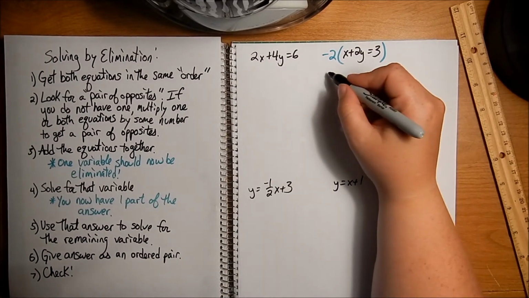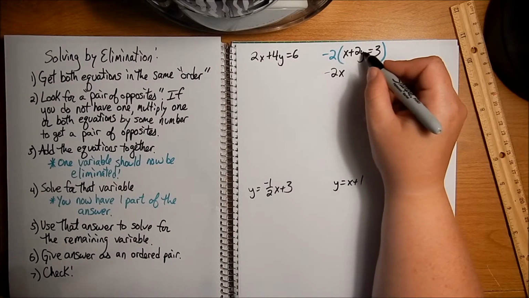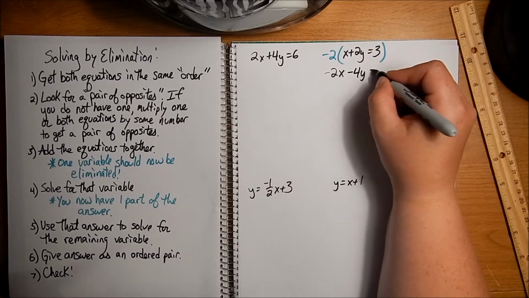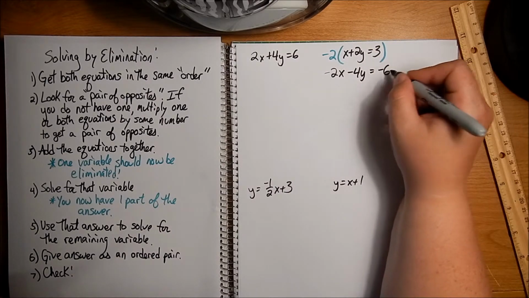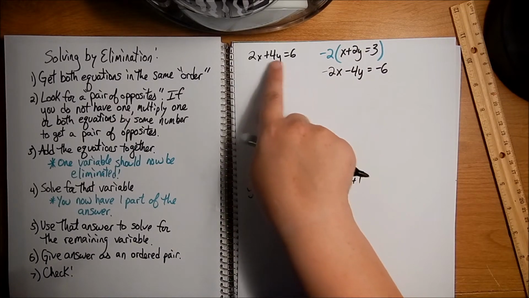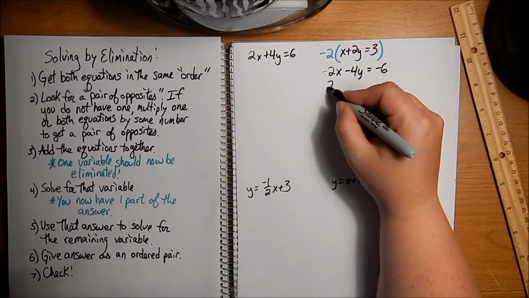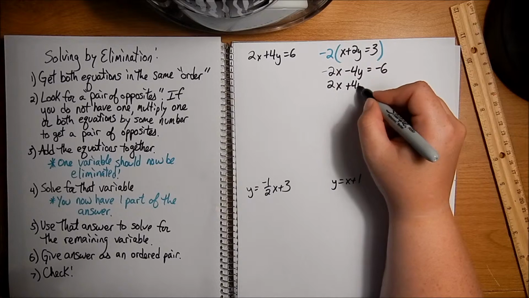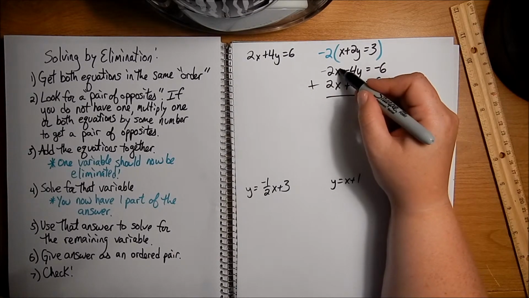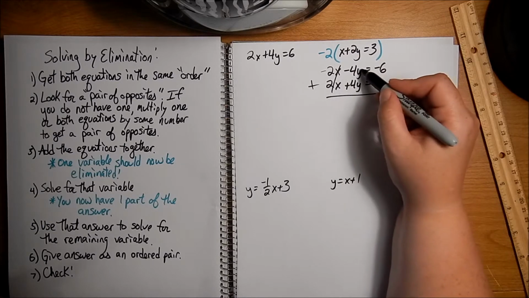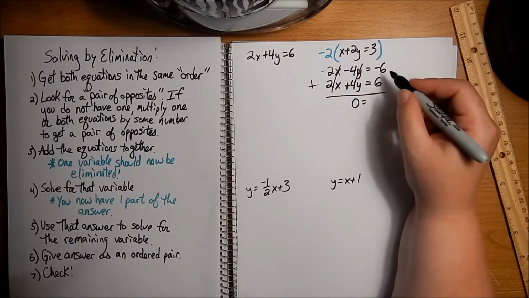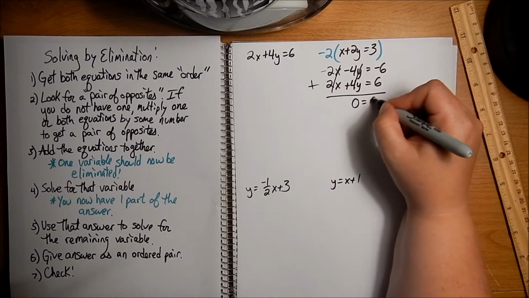So distribute that negative 2. Negative 2x. Negative 2 times a positive 2y is a negative 4y. Negative 2 times 3 is a negative 6. I've got the pair of opposites, so I'm just going to write them on top of each other and add them. So I'll rewrite this one down here. 2x plus 4y equals 6. Add them together. Negative 2x plus 2x is gone. Negative 4y plus 4y is gone. So the only thing left on the left is 0. Negative 6 plus 6 is 0.